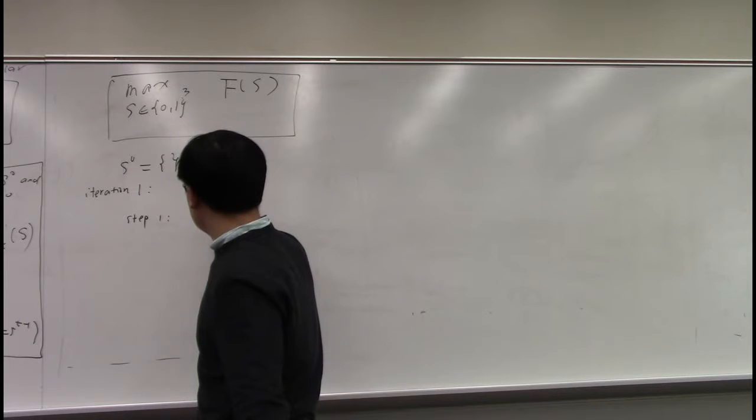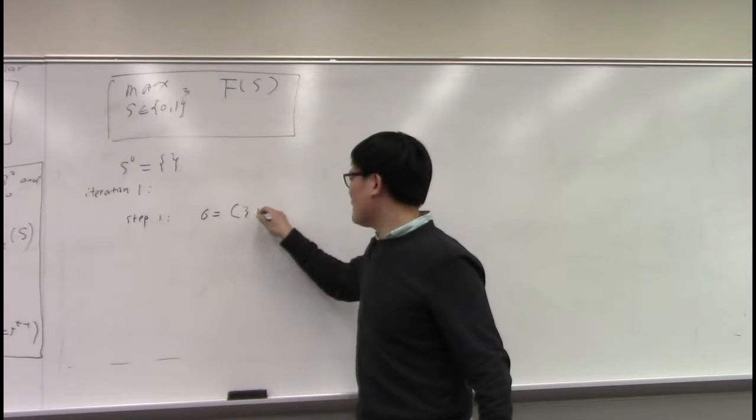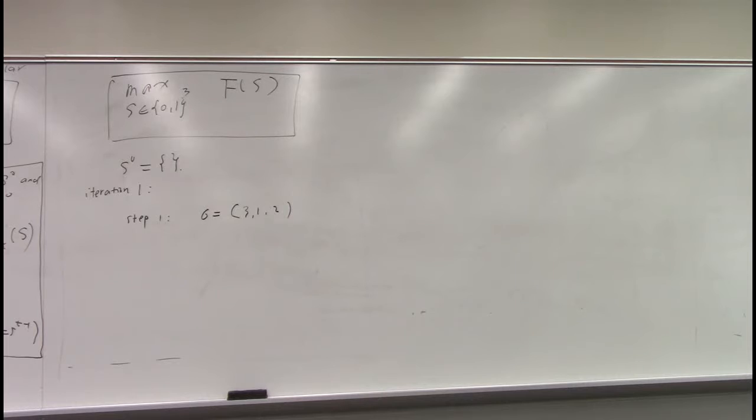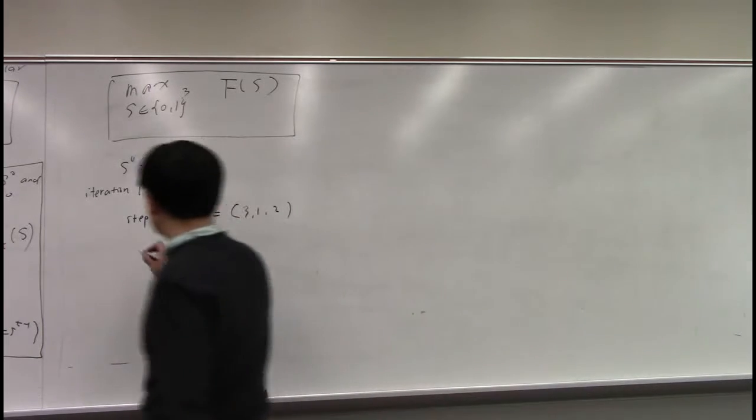Suppose the random permutation is, I mean, you can pick any sequence, right? It will be 3, 1, 2. Okay? Python has a function called permutation, which directly returns a random permutation. Step 2.